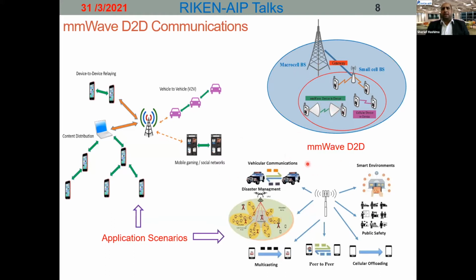The application scenarios of millimeter wave device-to-device communication are vehicular communication, smart environments, disaster management using UAVs, unmanned aerial vehicles, and multicasting, if I want to broadcast something from my device to other persons, peer-to-peer and cellular offloading, also mobile gaming, social networks, and content distribution, which is the same as multicasting.